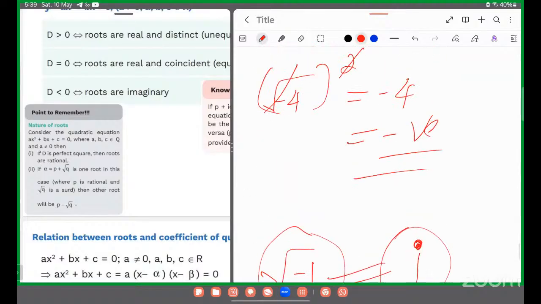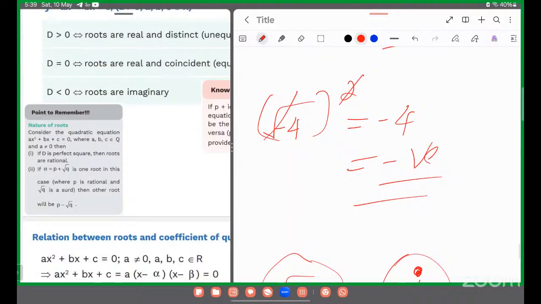Till 10th standard we are studying that if the value of the discriminant is less than 0, there is no real root. From 11th standard onwards we will study that instead of saying no real root, we will say that there is an imaginary root.